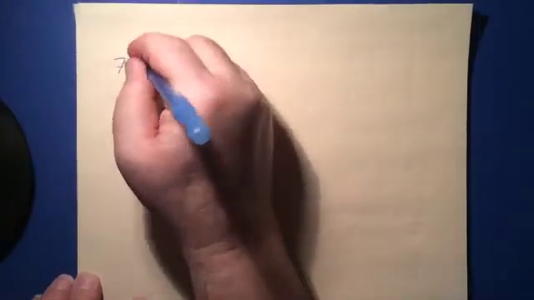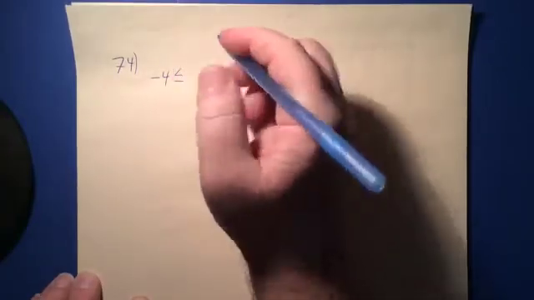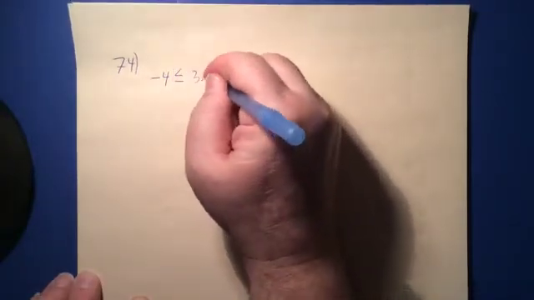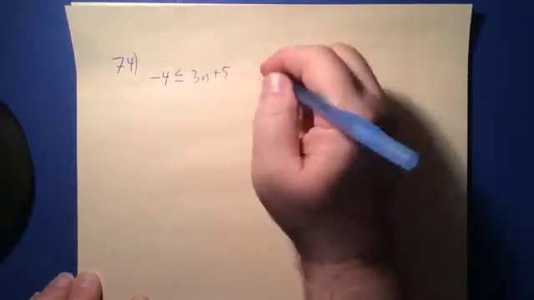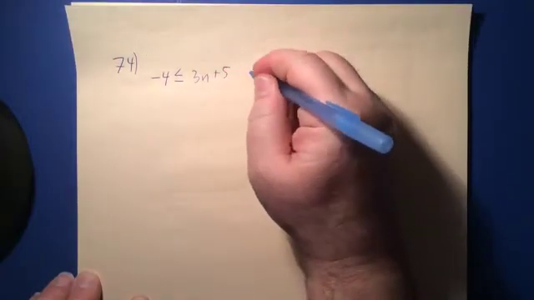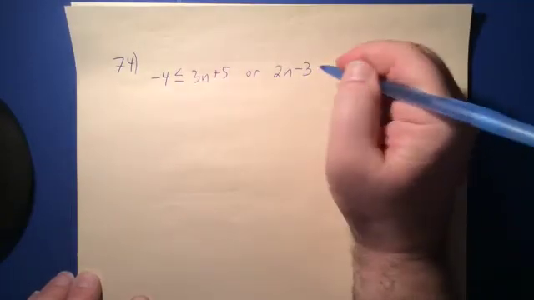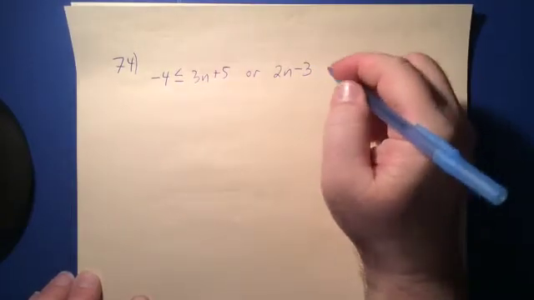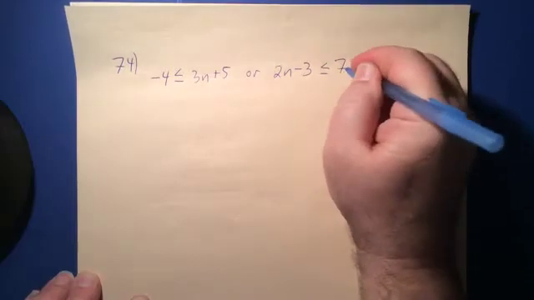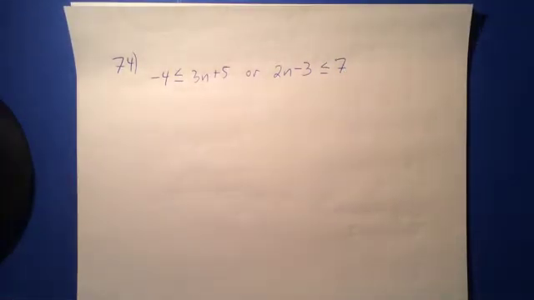This is going to be 74, and this is going to be negative 4 is less than or equal to 3n plus 5, or 2n minus 3 is less than or equal to 7. So this is really two problems put into one, which is why we call this a compound inequality.